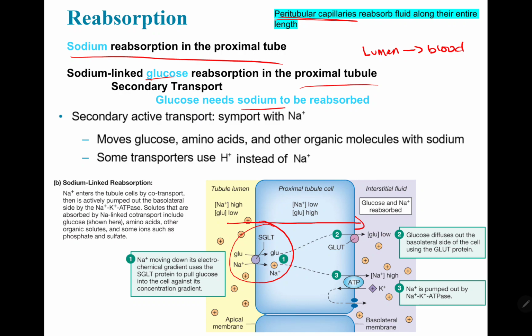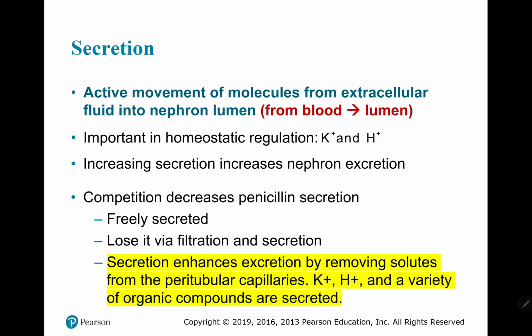We do have some transporters that will also use hydrogen instead of sodium too, so that's important to know. Secretion is another function of the kidneys, right? And so this is basically the active movement of molecules from extracellular fluid back into the lumen of the nephron.